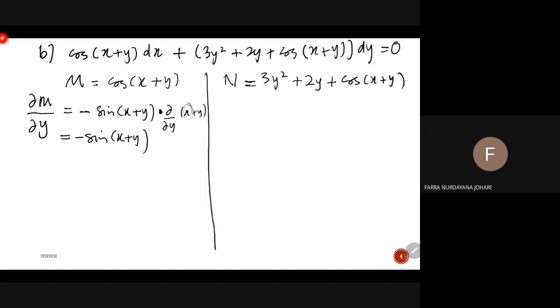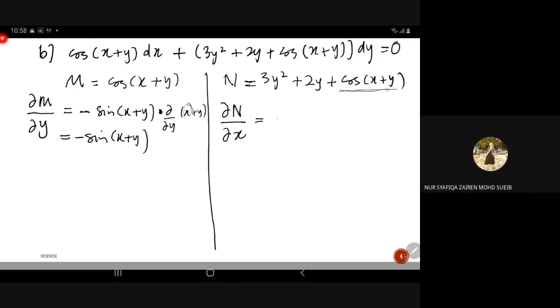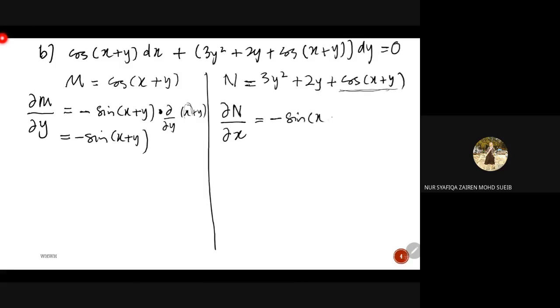Clear, everyone? Don't be confused. Okay, and then this one, del N over del X. On your right, it is 3Y squared plus 2Y plus cos X plus Y. So what do you get? First term, differentiate with respect to X. What will you get? 3Y squared gives 0. Zero, correct. Second term, zero also. Third term, minus sin minus X plus sin X plus Y, which is multiplied by what? Y, just one. 0. One also.